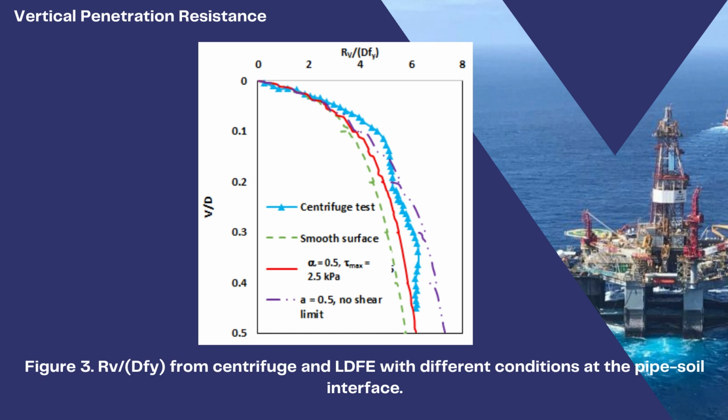So the vertical penetration resistance from the centrifuge model is compared with the finite element analysis using a smooth surface, surface friction of 0.5 with the shear stress at the interface limited to 2.5 kPa, and again without the shear limit. These are presented in this figure. You can see that when the interface is smooth, penetration resistance is the least, and it matches well with the purple line, where the interface friction is 0.5 and there is no shear limit. The red line is also close enough to the centrifuge results.